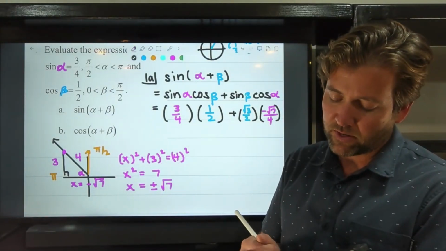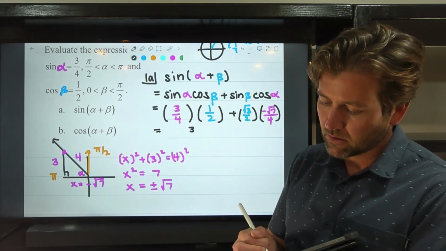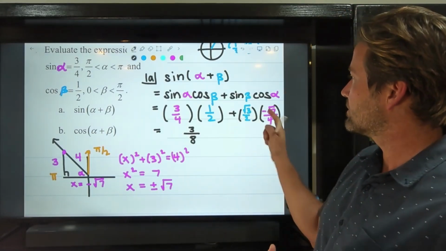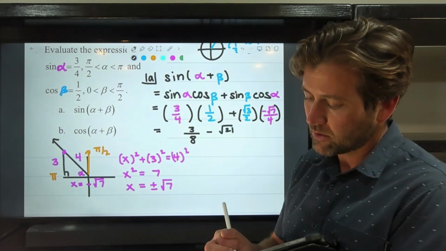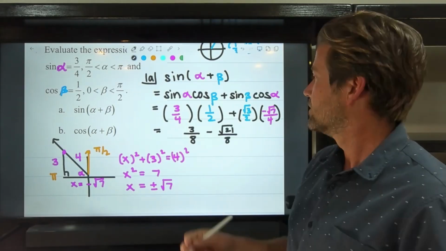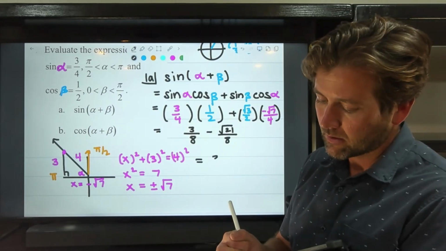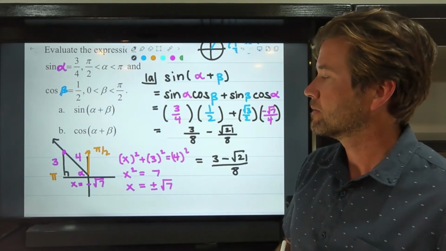Now I'm just going to simplify this. 3 times 1, that's 3 over 8. Square root of 3 times negative square root of 7. That's negative square root of 21 over 8. So that's our final answer. You can write that as 3 minus the square root of 21 over 8 if you want to. Either of these, full credit.